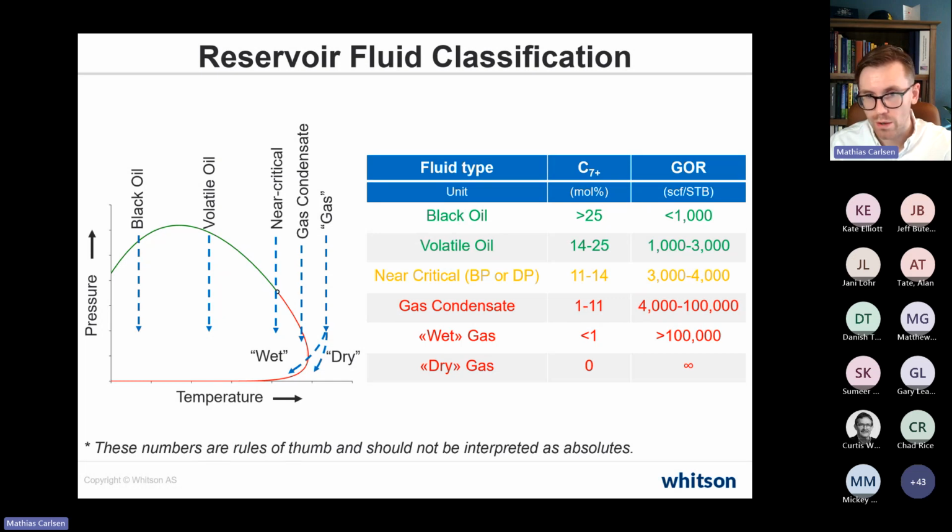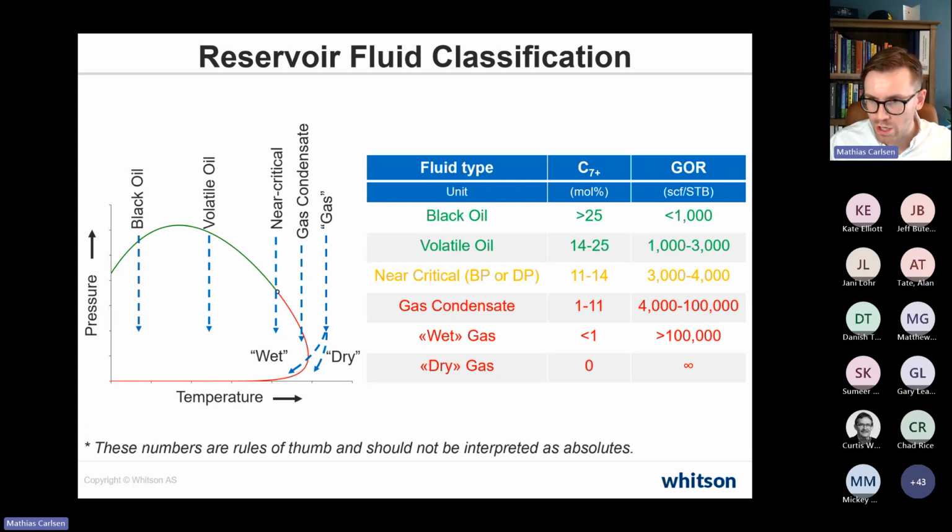So you can use GOR, that will be the initial producing GOR. These are rules of thumb, and then you can look at C7 plus also if you'd like to do that. Here, this is kind of a Whitson rule of thumb type of reservoir fluid classification. There's a different one from Schlumberger. There's a different one in the SPE monograph that Curtis wrote. McCain has one. What you need to understand is that these are rules of thumb.